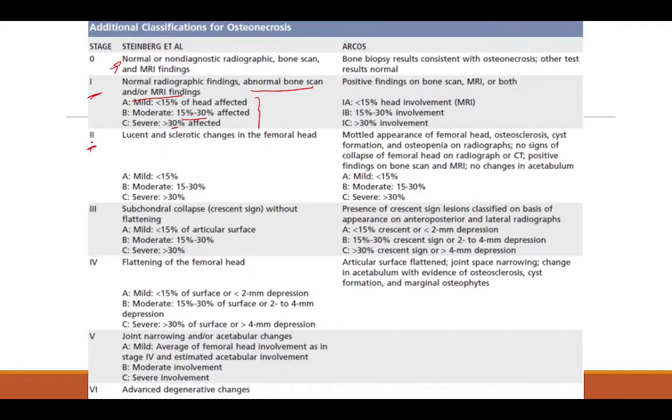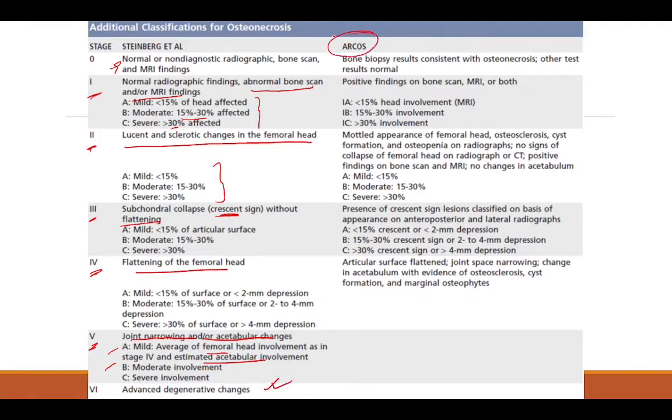In stage 2, lucent and sclerotic changes are seen in the femoral head, which can be further subclassified as mild, moderate or severe. In stage 3, the crescent sign is present but without flattening. In stage 4, there is flattening of the femoral head. In stage 5, there is joint narrowing and/or acetabular changes, which are again subclassified into A, B and C depending on the head involvement as well as the acetabular involvement. And in stage 6, there are advanced degenerative changes.